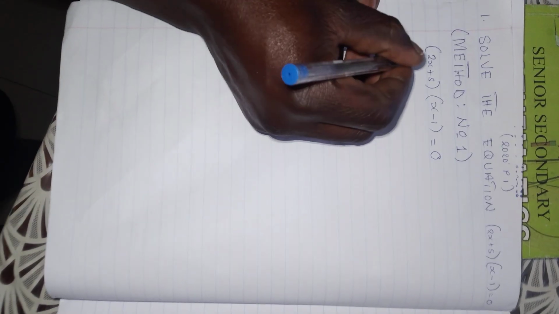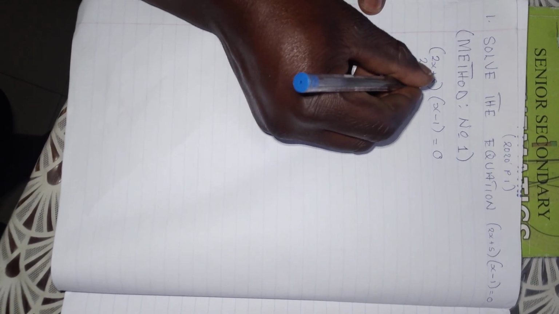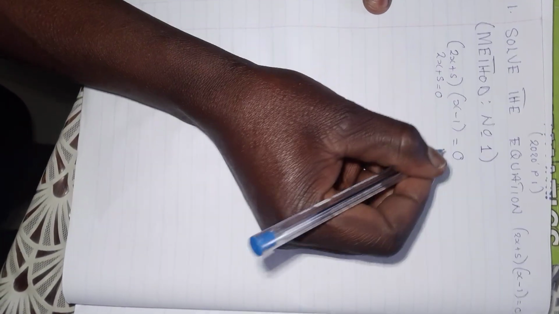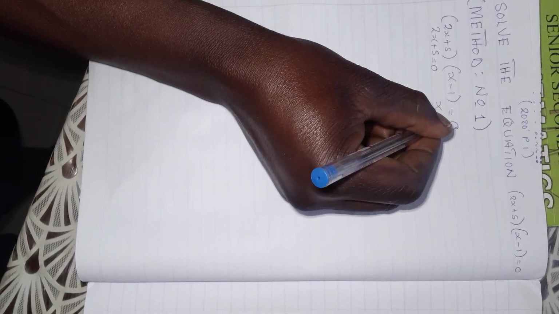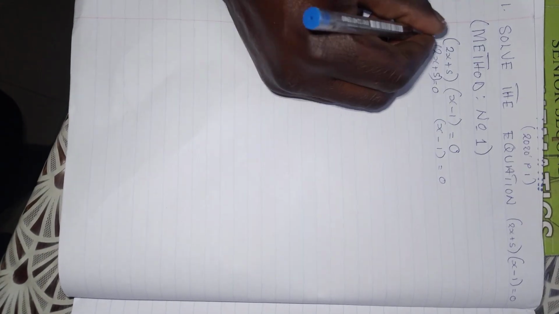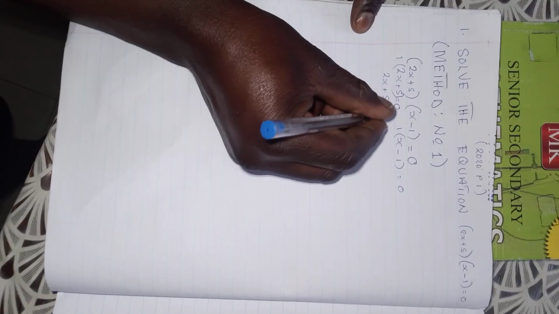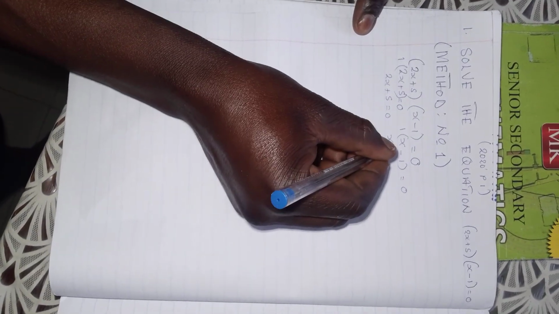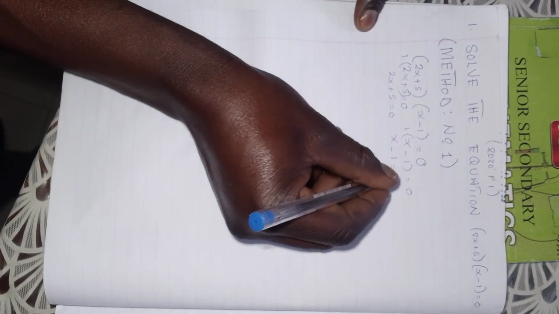What are we supposed to do? The first thing, we need to get the first bracket, which is 2x + 5 = 0. Again, we get the next bracket, which is x - 1 = 0. How are we going to remove the brackets? By adding a 1 here and a 1 there. 1 times 2x is 2x, plus 1 times 5 is 5, equals 0. 1 times x is x, minus 1 times 1 is 1, equals 0.